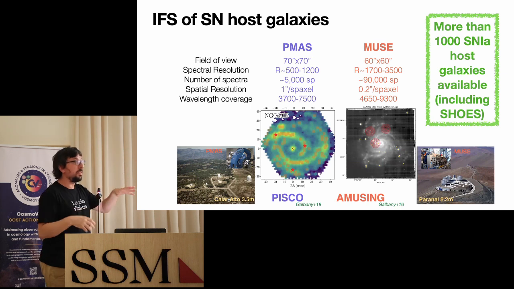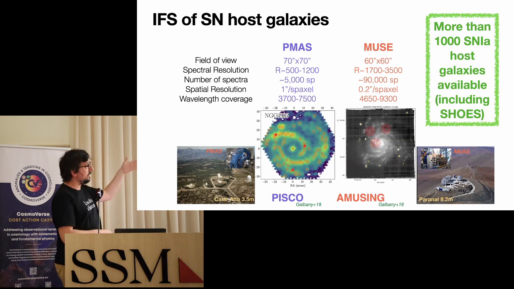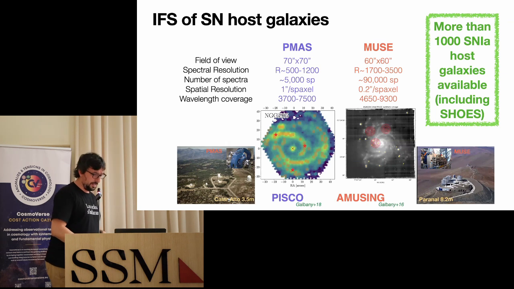But the relevant thing for here is that we include all the SH0ES galaxies. So there's a work going on about estimating local metallicity for Cepheids, but in this case, environmental properties, local environmental spectroscopic properties of SH0ES calibrators.